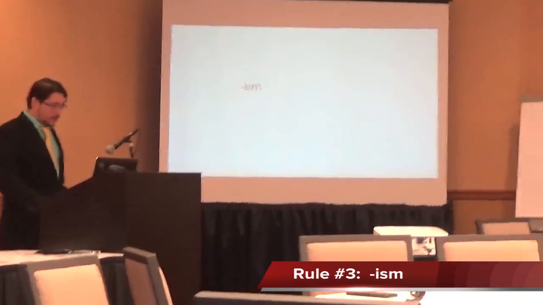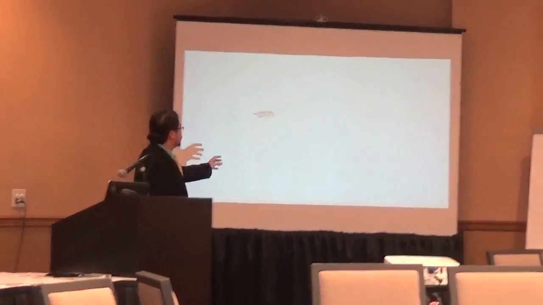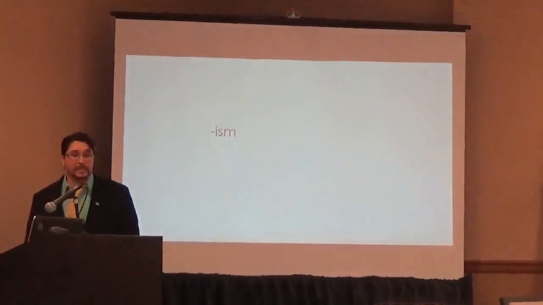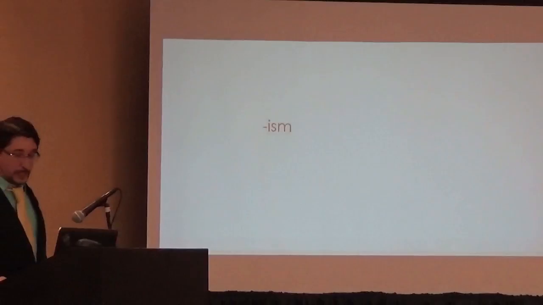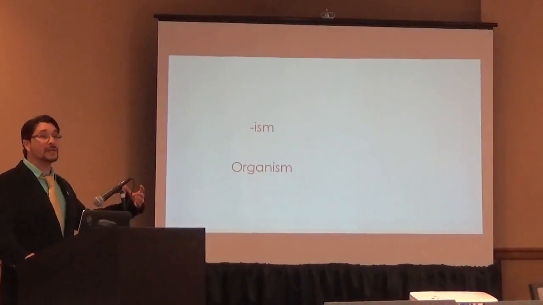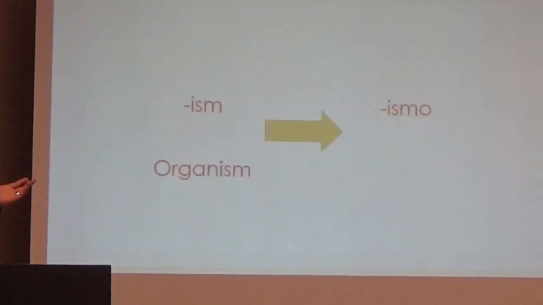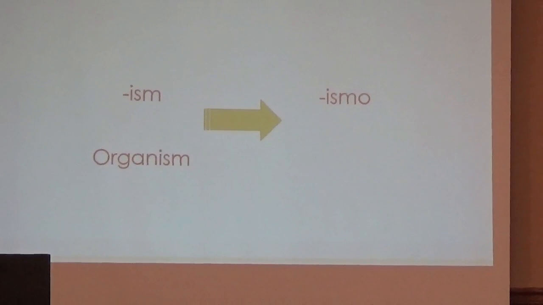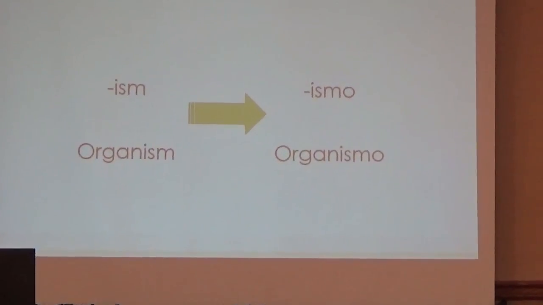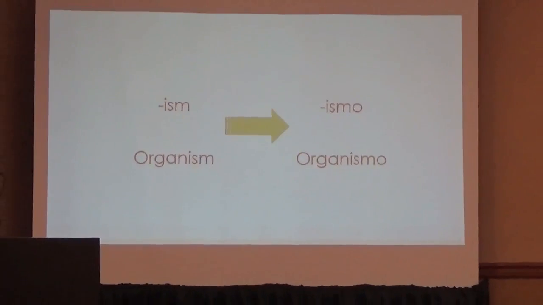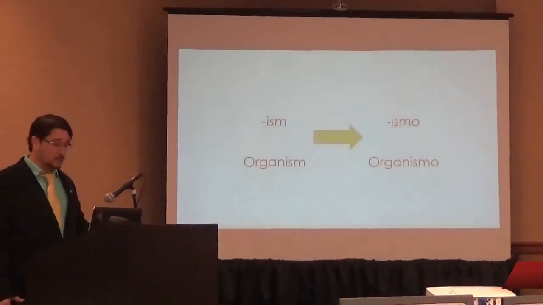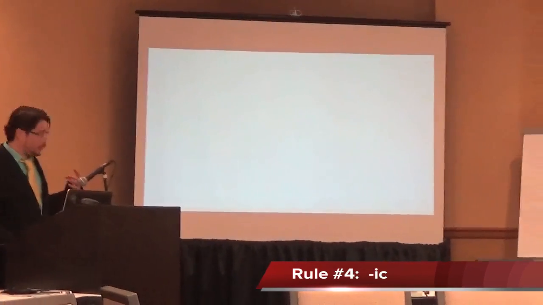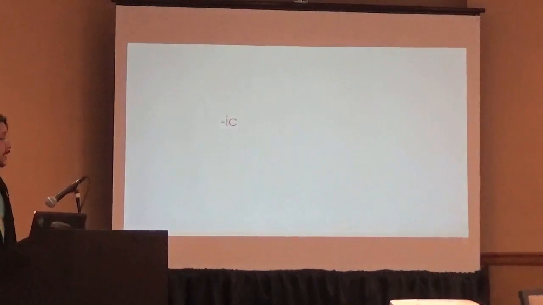The next rule is those that end in ism. There's a lot of these isms. This one is easy because all you're doing is adding the O at the end. Organism becomes organismo. All you're doing is adding the O. Magnetism, magnetismo.